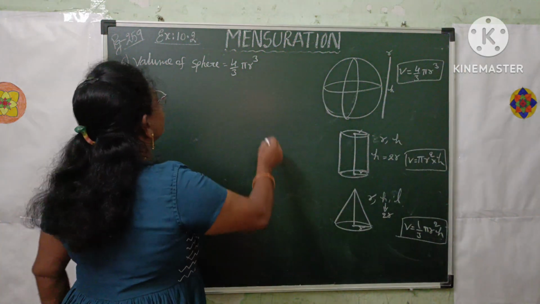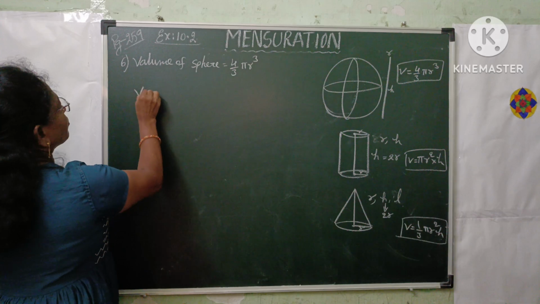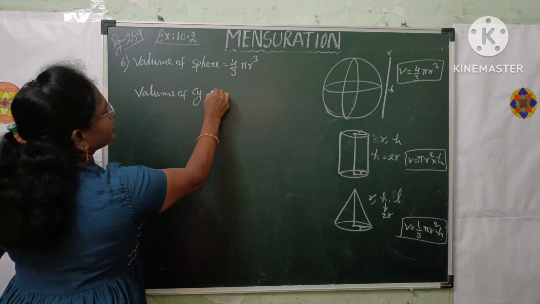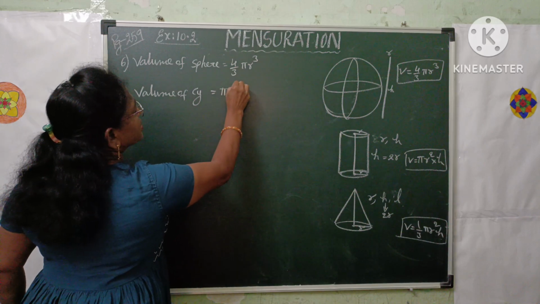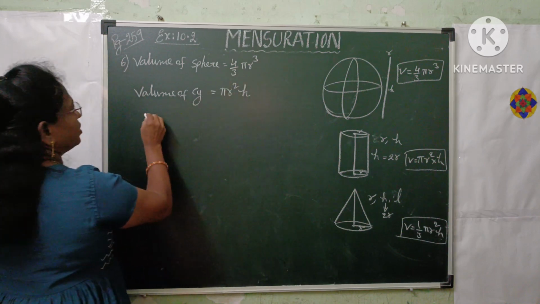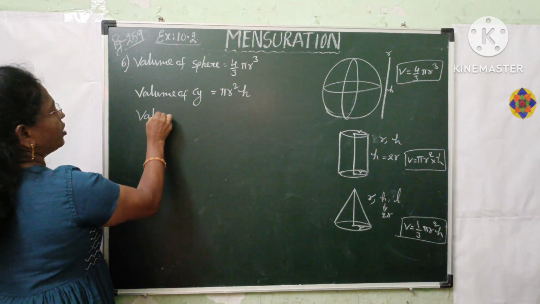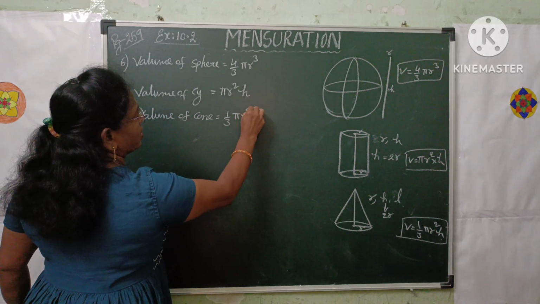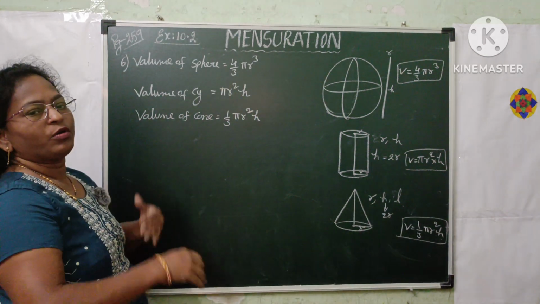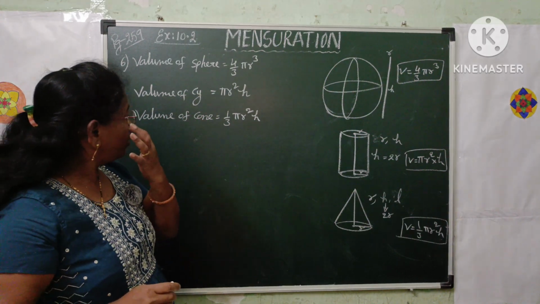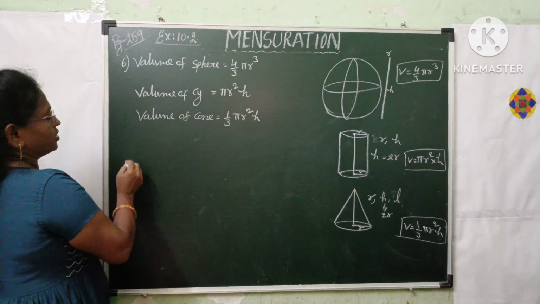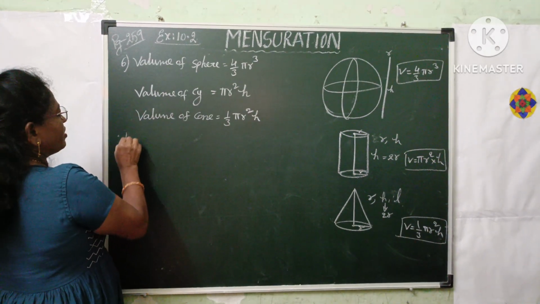Okay, next, volume of a cylinder equals pi r square h. Next, volume of a cone equals 1/3 of the volume of the cylinder. Like that we have to revise, we cannot forget. Volume of a cone is 1/3 of the volume of the cylinder. Then the ratio of their volumes.